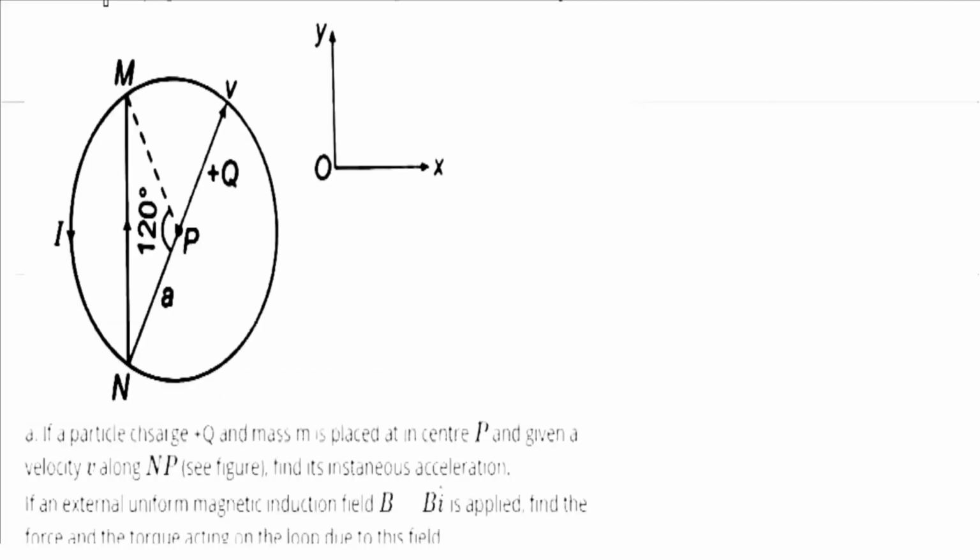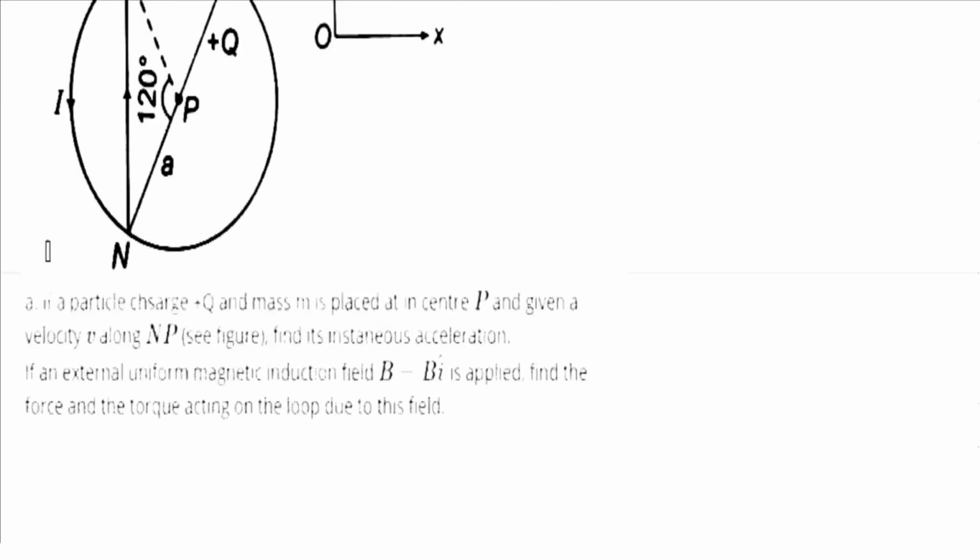A wire loop carrying current I is placed in the xy plane as shown in the figure. First part: if a particle of charge q and mass m is placed at the center and given velocity v along NP, find the instantaneous acceleration. So here, in the first part, we have to find the acceleration.